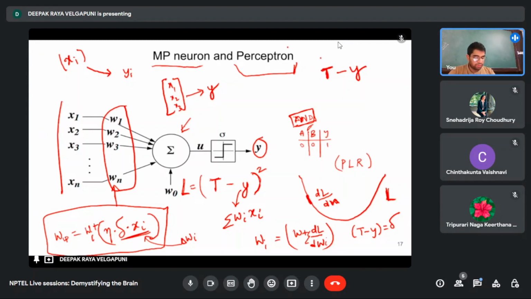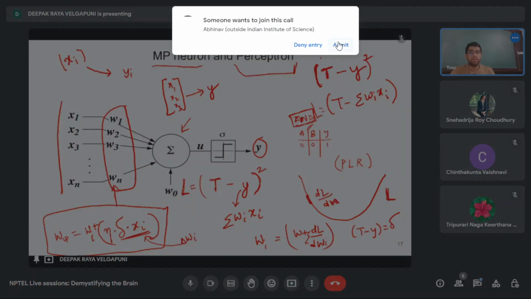The main aim of this is to minimize this loss. Here the sign doesn't matter, so just take the square of this. This t minus sigma wi xi is this yi. You have this, right? Now what happens? So let's say this is a loss function. This loss function has some curve.